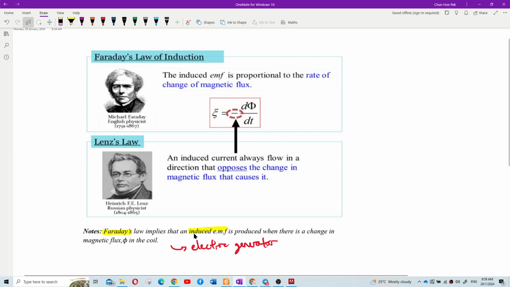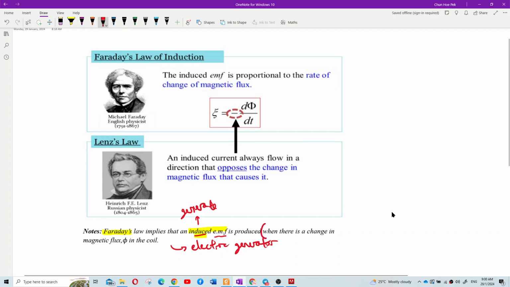Induce means what? Induce means generate. Understand? Induce means you generate. How do you generate the EMF? EMF means electricity. How do you generate electricity? How do you produce the induced EMF? When, this is the most important statement here, class.